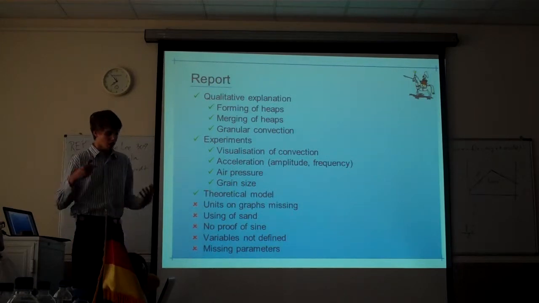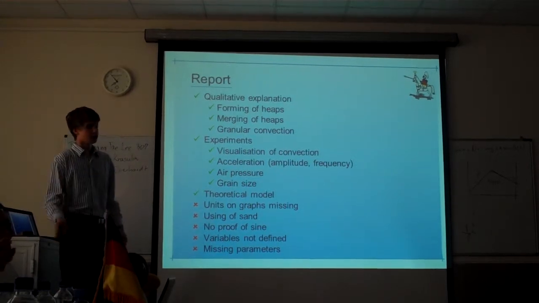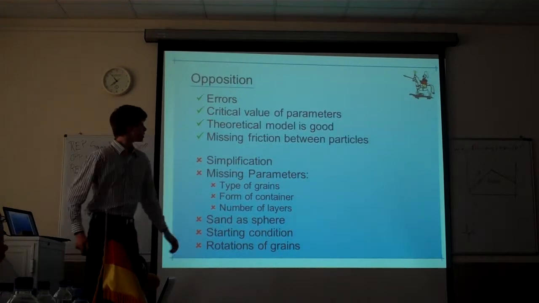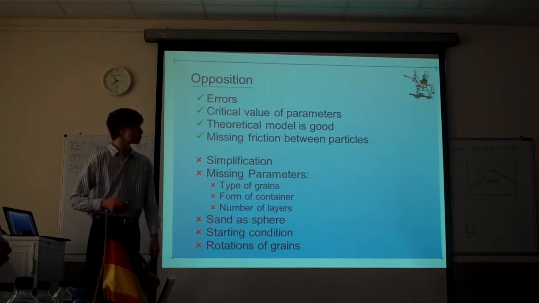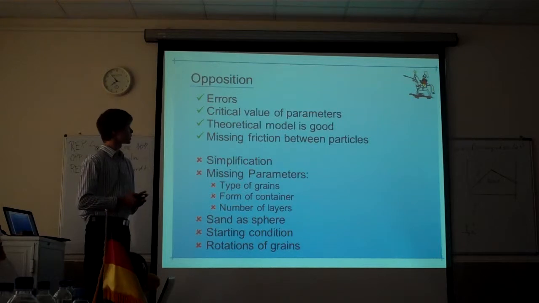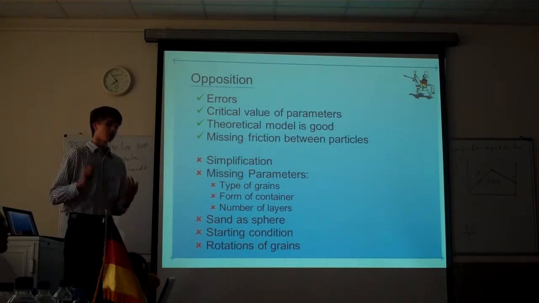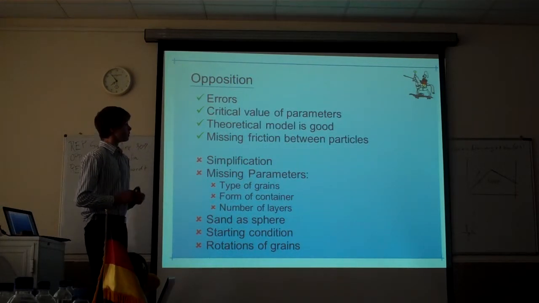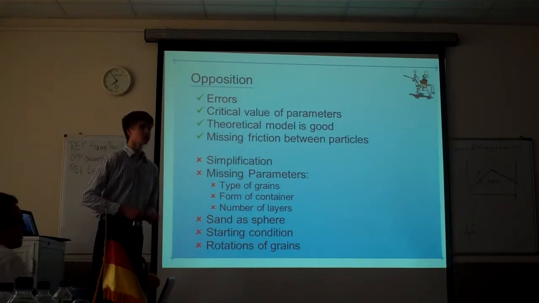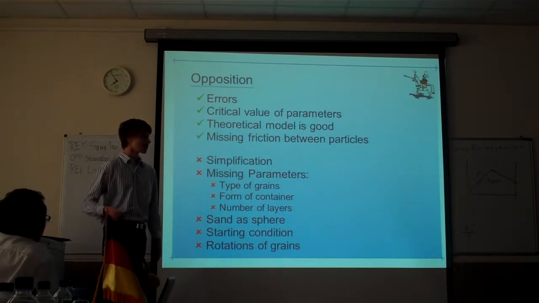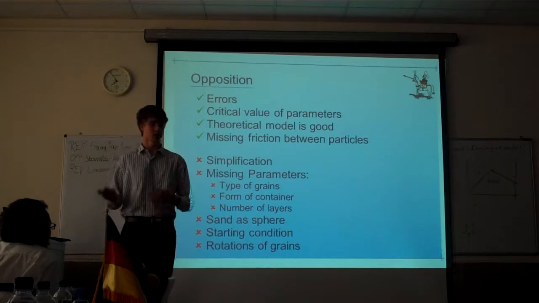Then you had some variables which you did not define in your report, and you had some missing parameters, which I will explain later. Then, to the opposition: we had a very good opposition. You did talk about the errors and some critical values of the parameters, and you also talked about the theoretical model. But also you mentioned the missing friction between the particles, which I think is a very important parameter. Then the simplification, I think, is not justified, which you mentioned, and there were some missing parameters such as the type of the grain, so the density, the form of the container, and the number of layers of the grains.